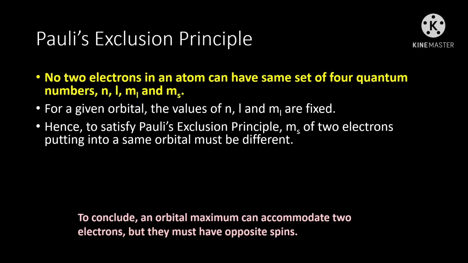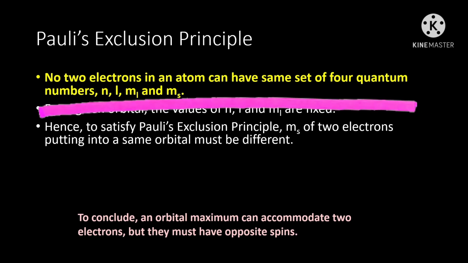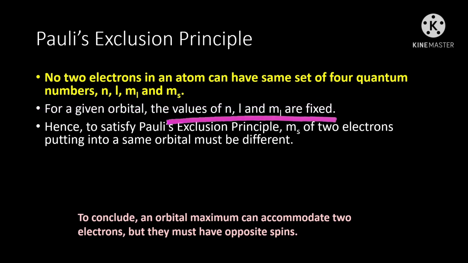The second principle is Pauli's exclusion principle. According to Pauli's exclusion principle, no two electrons in an atom can have the same set of 4 quantum numbers. For a given orbital, the values of principal quantum number n, angular momentum quantum number l, and magnetic quantum number m are fixed. Therefore, to satisfy Pauli's exclusion principle, the two electrons occupying the same orbital must have different electron spin quantum numbers.